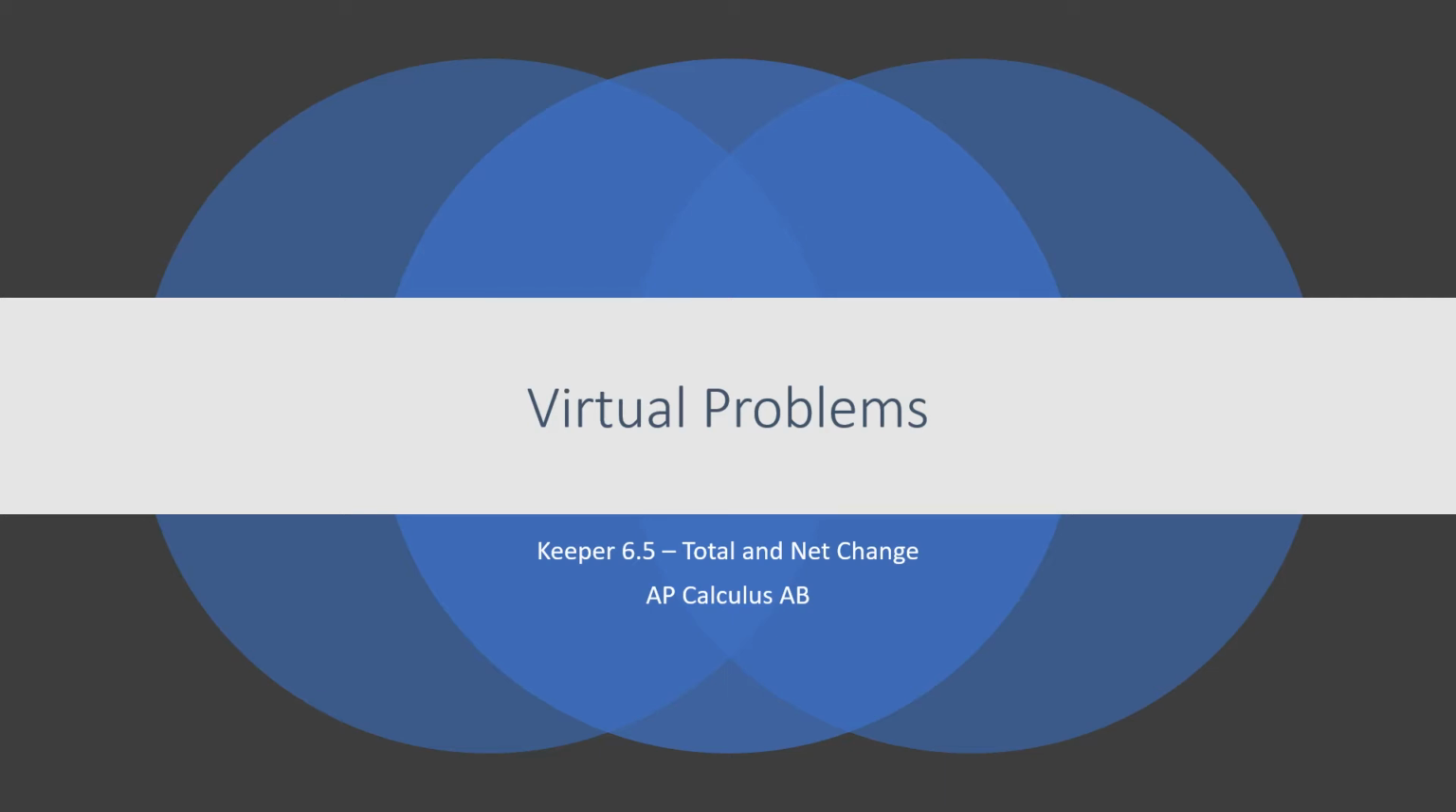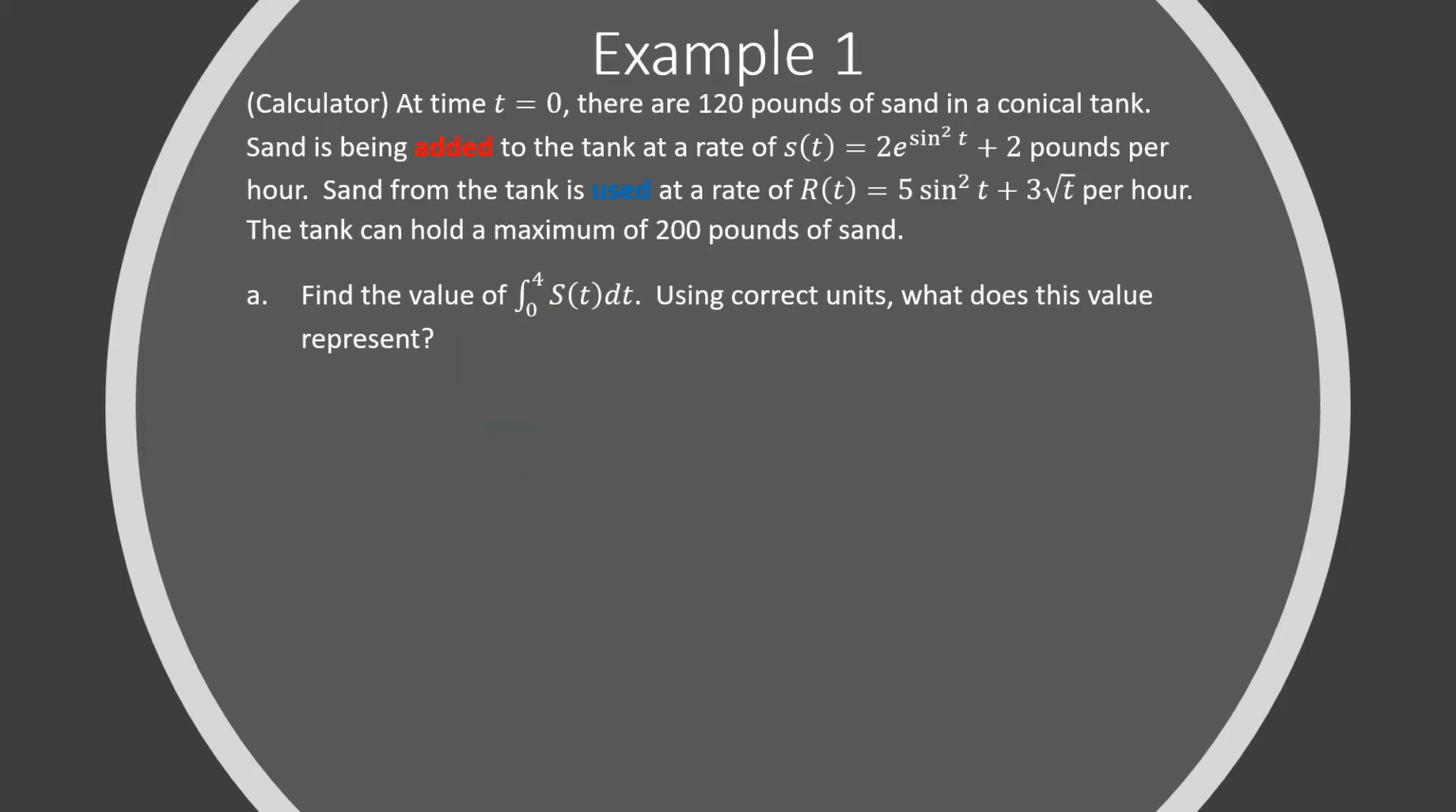Keeper 6.5 virtual problems, total and net change. All right, so example 1, it says at time t equals 0, there are 120 pounds of sand in a conical tank. Sand is being added to the tank at a rate of S of t equals 2e to the sine squared t plus 2 pounds per hour.